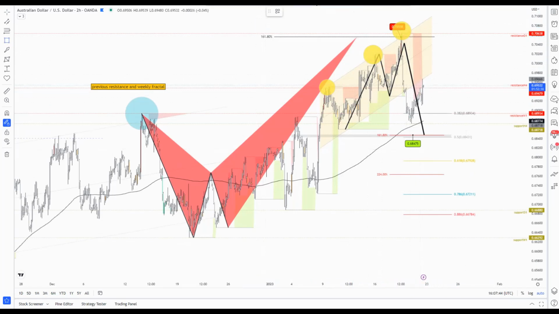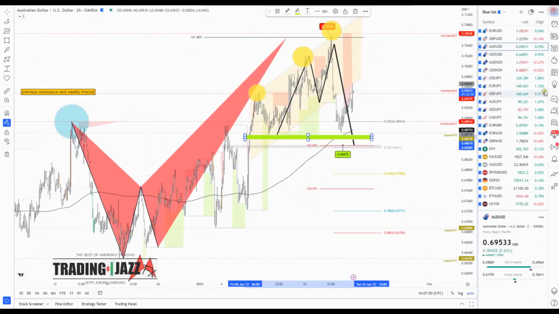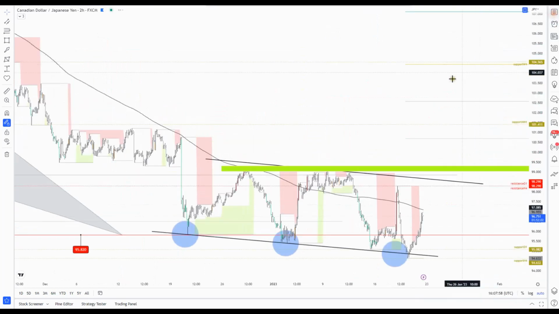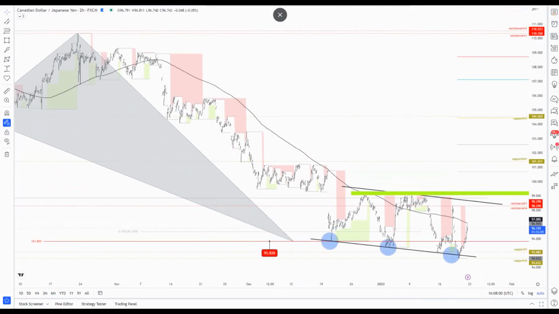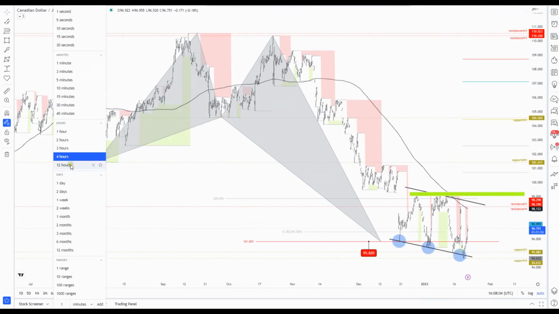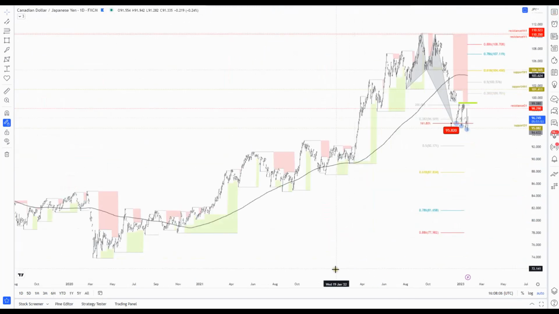and then the market was forced to trade back to the previous structure support again. So basically the same we can expect for the Canadian versus the Japanese yen, or a higher time frame. Let's keep this on a daily time frame.